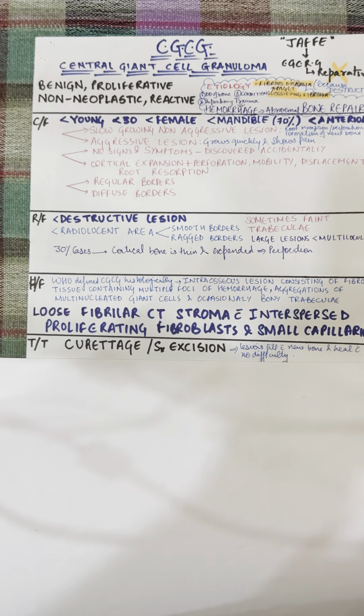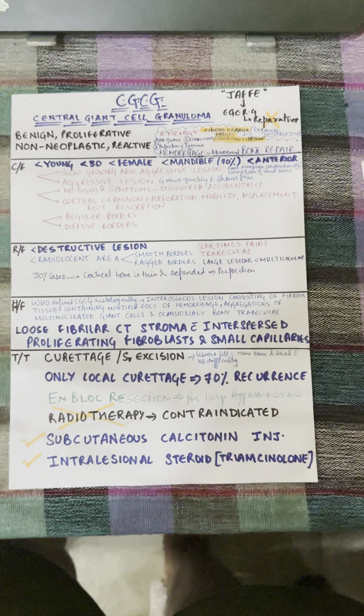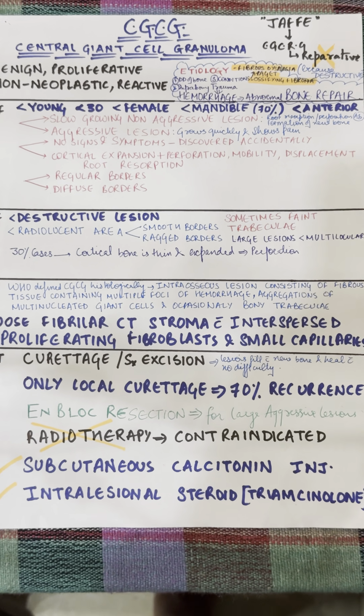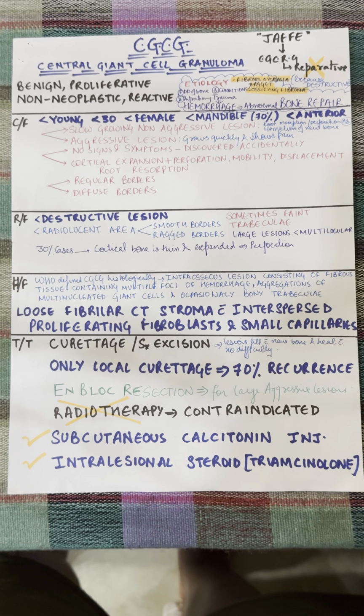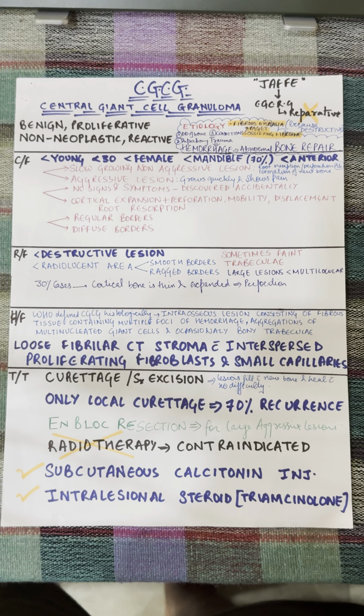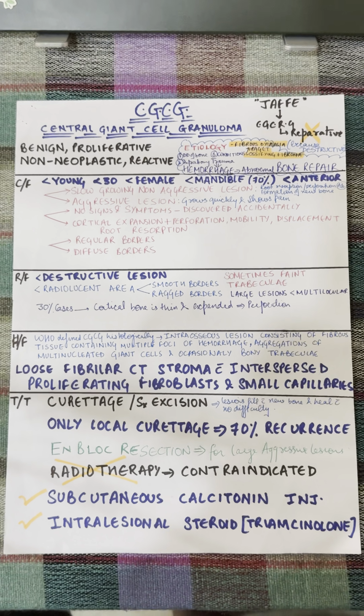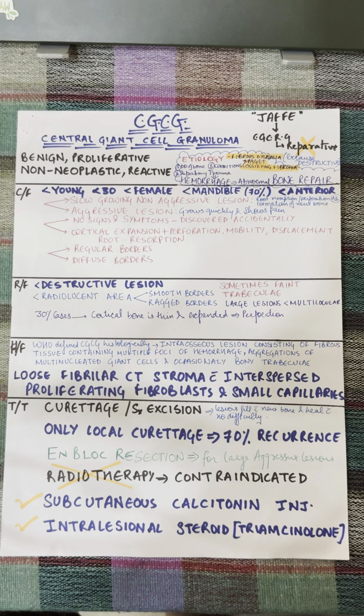So the treatment plan is as follows: curettage and surgical excision, and lesions fill with new bone and heal with no difficulty when curettage and surgical excision is done, while only local curettage has 70% recurrence. En bloc resection is indicated for large aggressive lesions. Radiotherapy is contraindicated, and subcutaneous calcitonin injection or intralesional steroid like triamcinolone is usually given along.